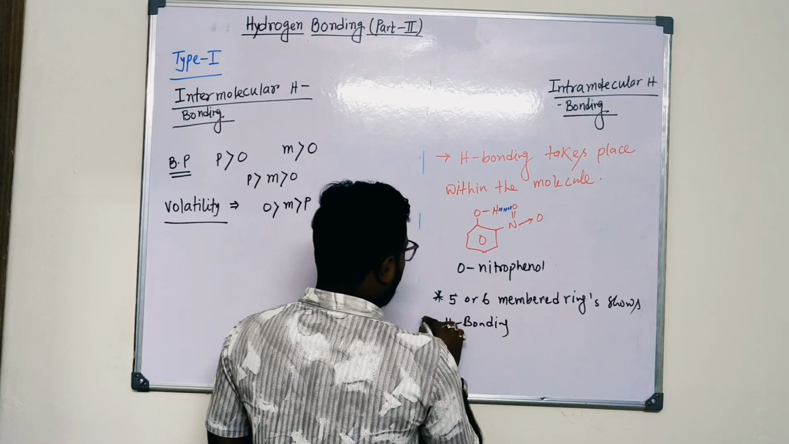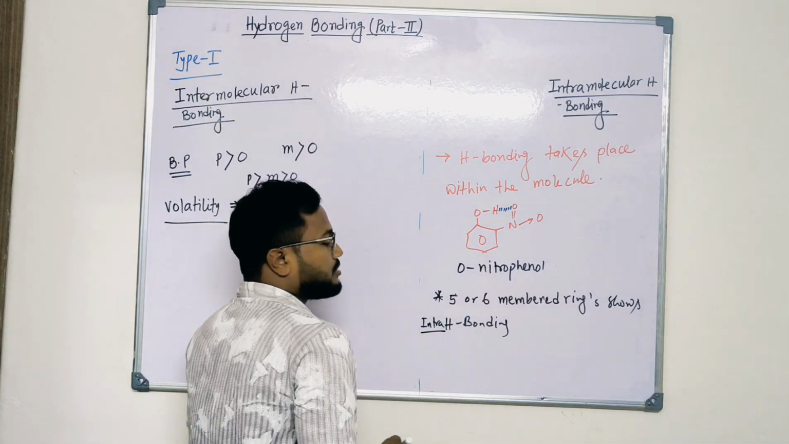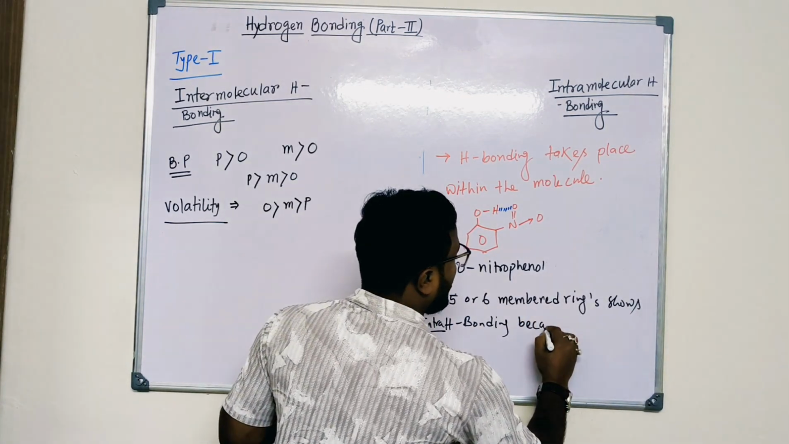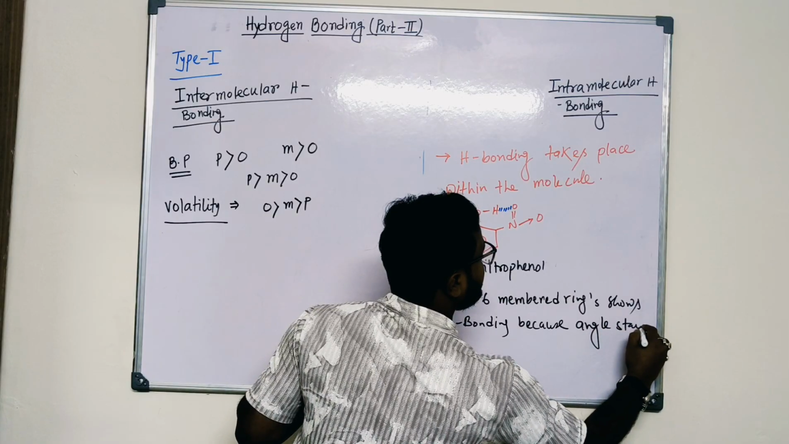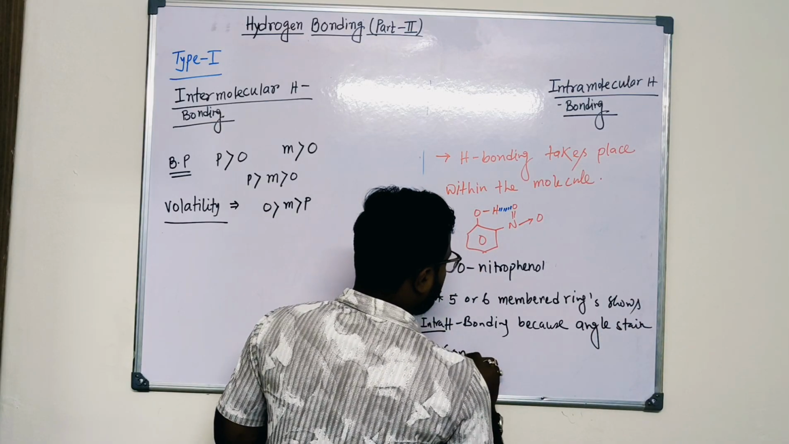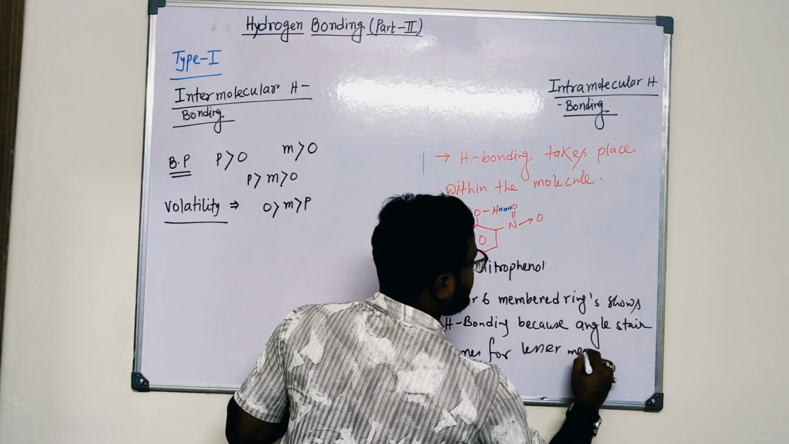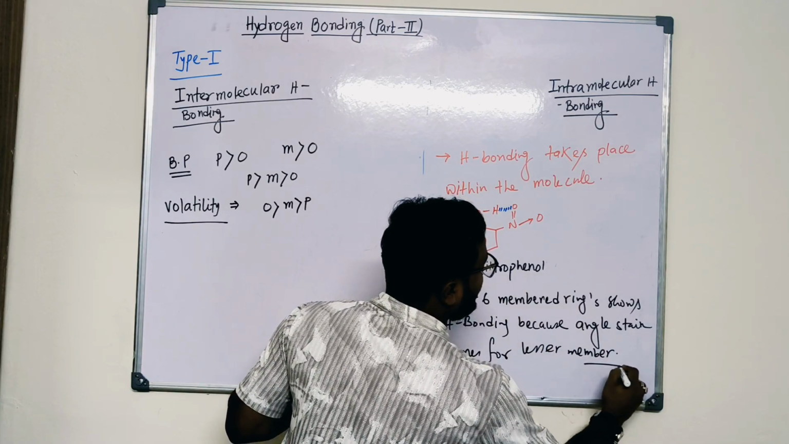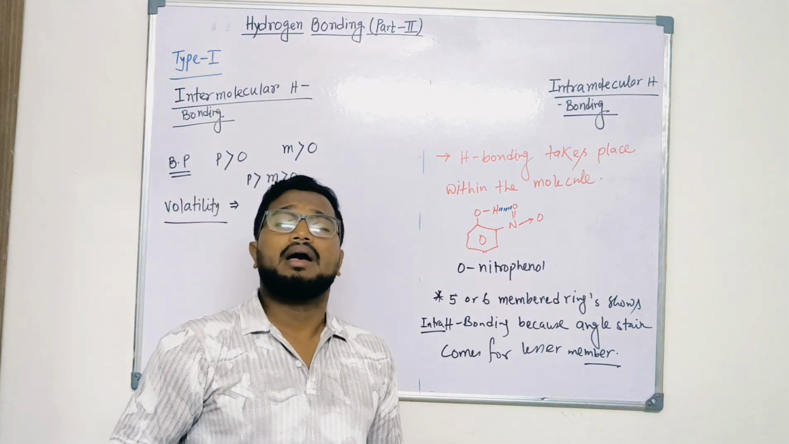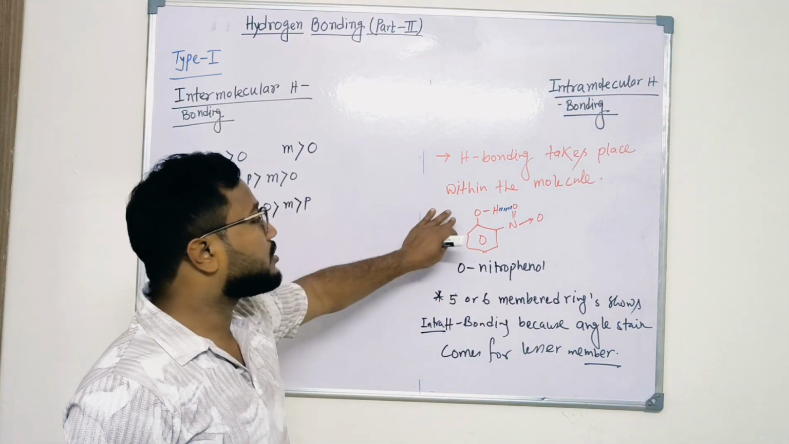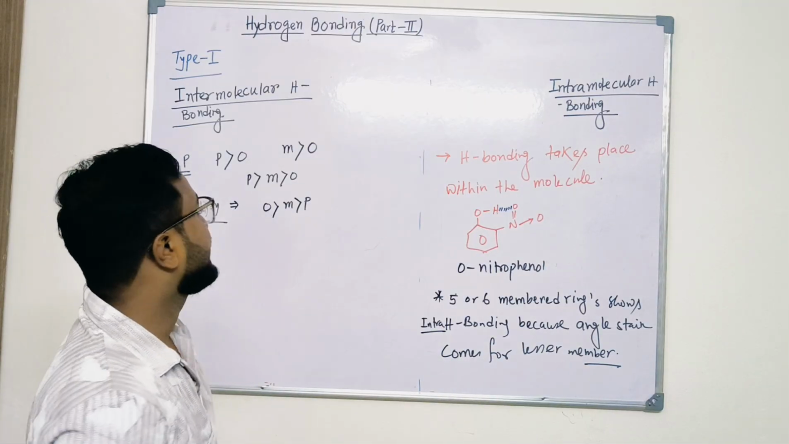Which type of intramolecular hydrogen bonding? Because angle strain comes for lesser members. Cyclobutane, cyclopropane, they are not very stable compound. So for them, hydrogen bonding is not going to happen. For these compounds, they become more stable towards hydrogen bonding.